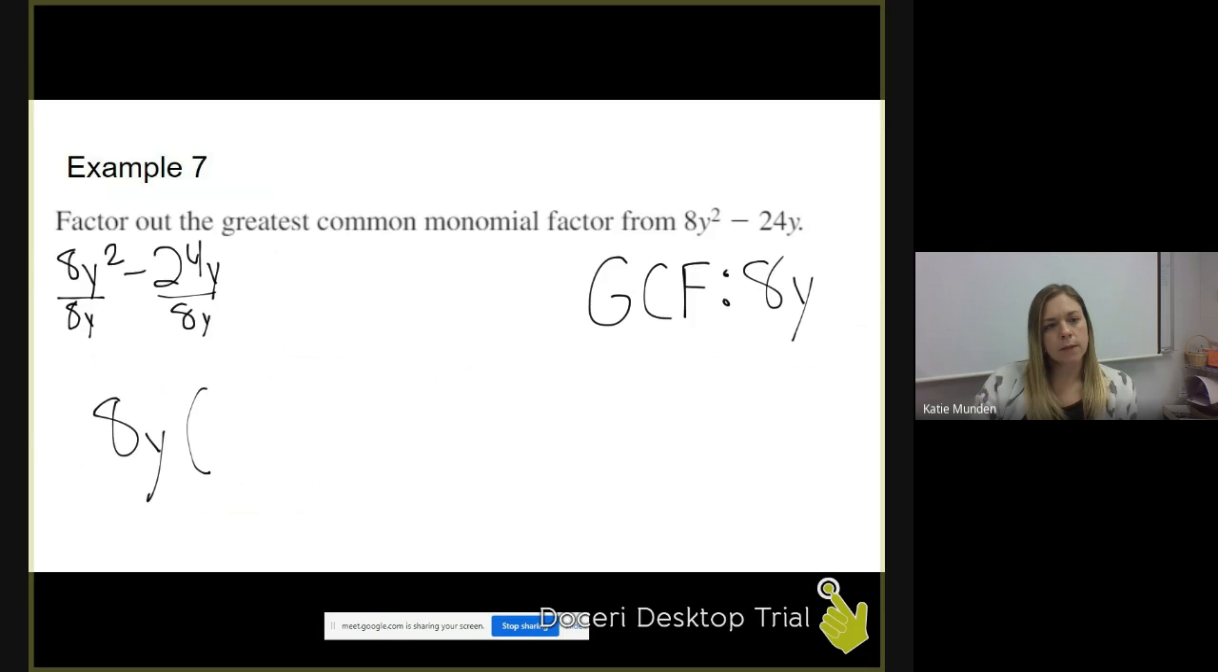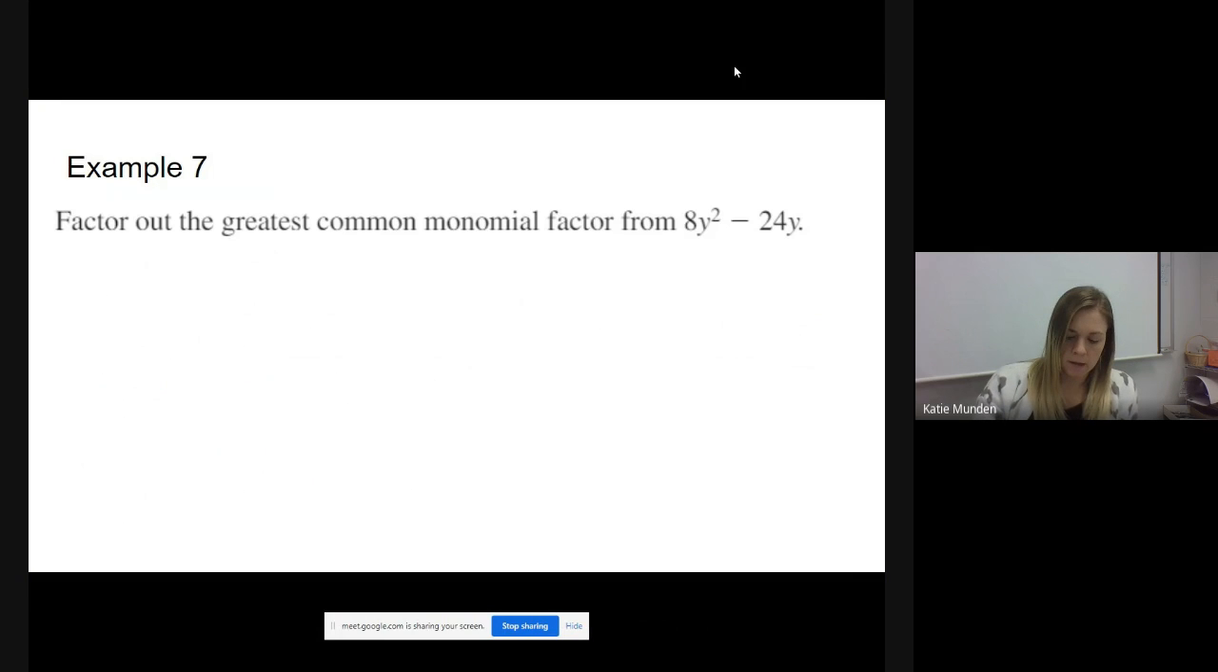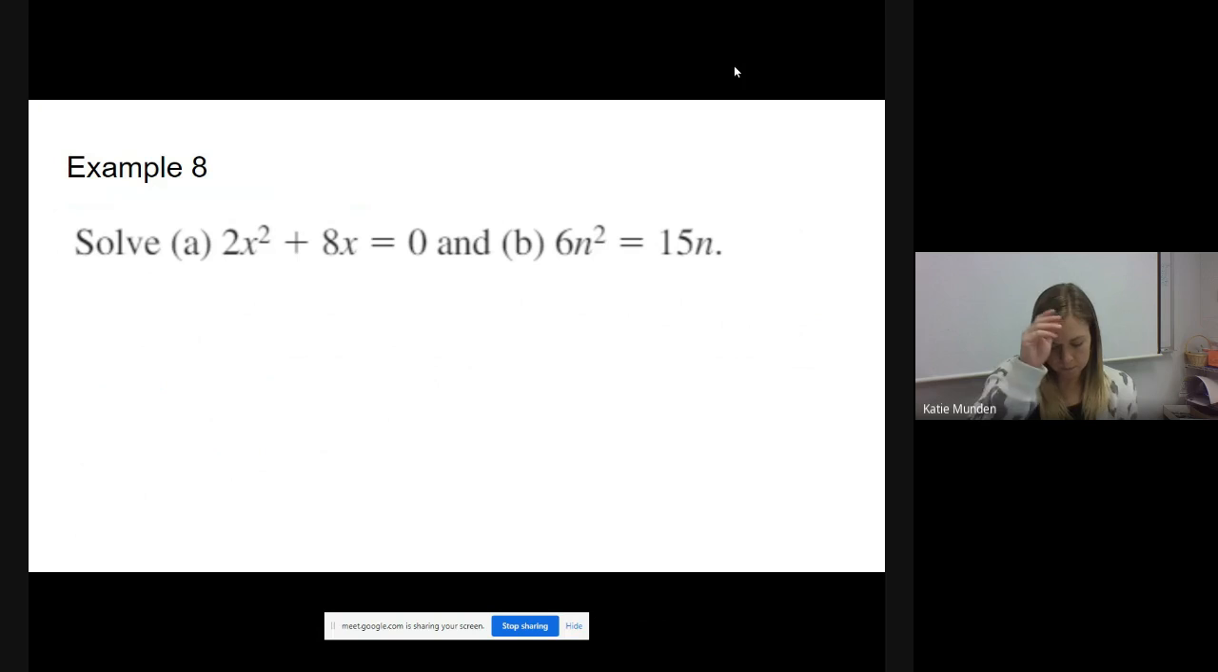All right, so 8 divided by 8 would be 1. Y squared divided by y would be y. Minus 24 divided by 8 is 3, and y divided by y is gone. Once again, if you want to double check, just distribute. You end up right where you started. All right, when you're ready, continue on.